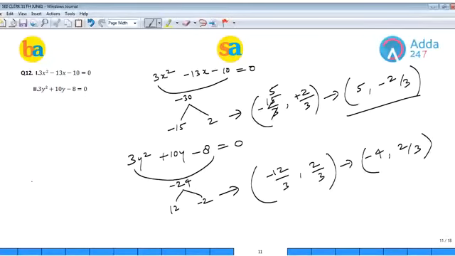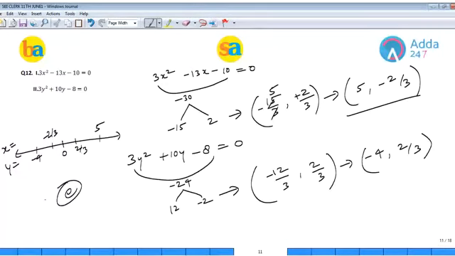Now we'll represent this on number line, the values of x and y. So the values of x will lie here and here, and the values of y will lie here and here. So we can clearly see that no relation can be established here, so the correct option will be E.